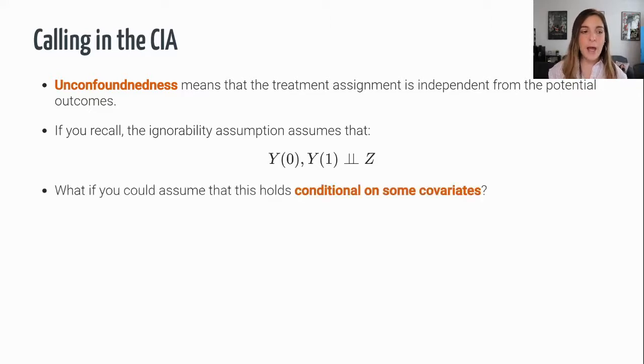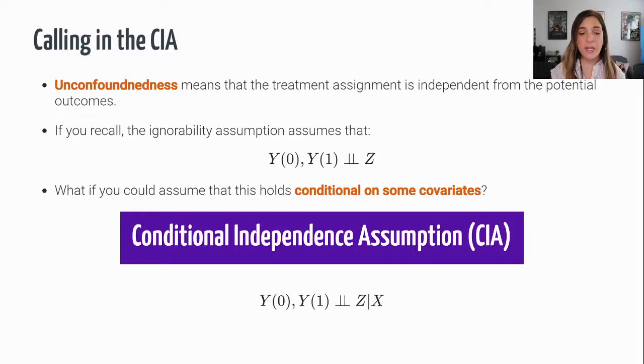Unconfoundedness, however, is a little bit broader in the sense that a lot of the times it assumes that we have conditional independence. So the potential outcomes do not need to be independent of the treatment assignment unconditionally, but they could be independent of the treatment assignment conditional on certain covariates. And that is called the conditional independence assumption, which is basically what we'll be using now for observational studies.